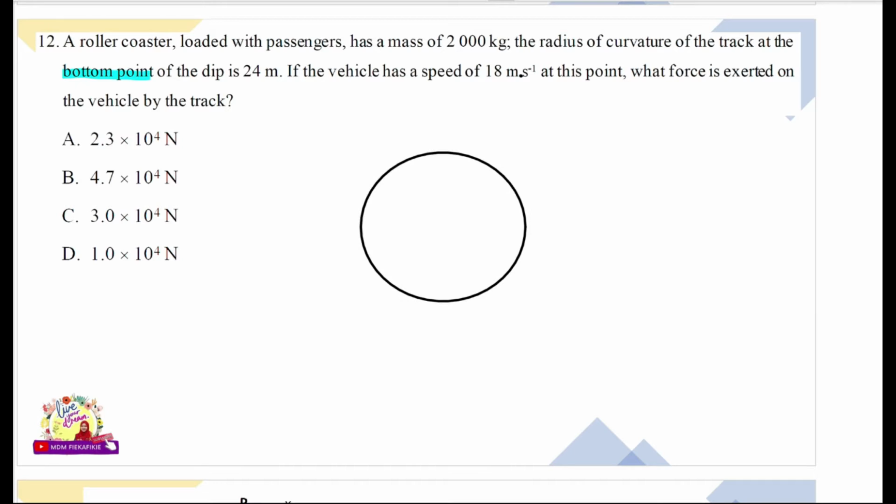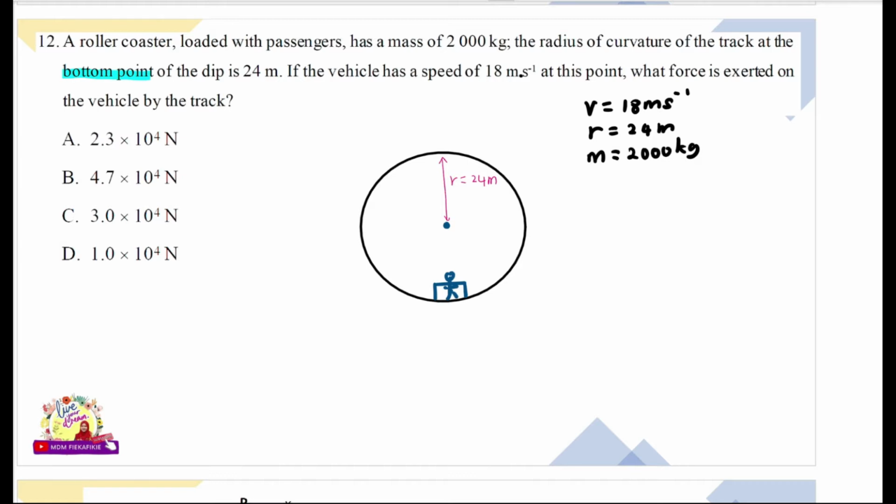Okay, and then let's say you have here, okay, so this is the roller coaster and this is the center. Okay, and the radius is given. So this is the radius R, which is 24 meter. Okay, and if the vehicle has a speed of, so given that the speed V is 18 meter per second, the radius is 24 meter, and the mass of the roller coaster is 2000 kg. Alright, so what is the force exerted on the vehicle by the track?